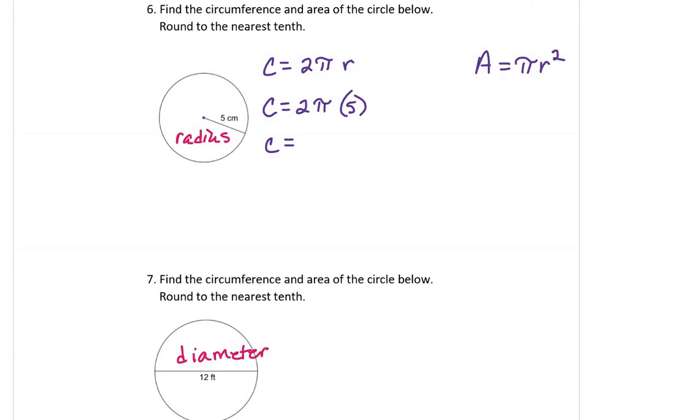So this is going to be approximately 31.4 centimeters. For the area, you're going to have pi times 5 squared, and the area here is going to be approximately 78.5 centimeters squared.